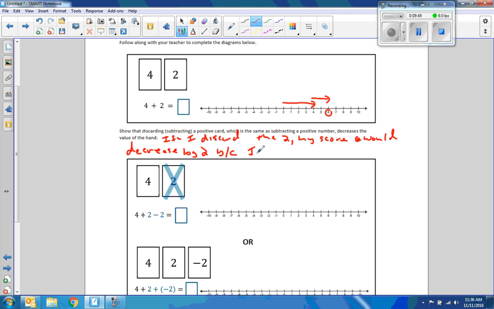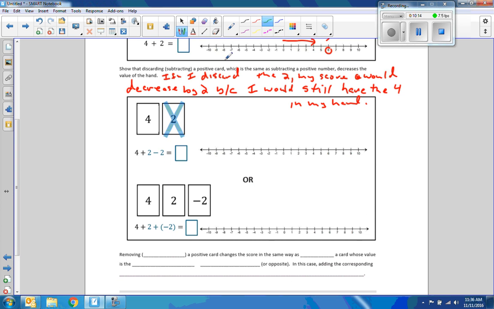Because I still have the 4 in my hand. So we went from 6. If we got rid of the 2, we'd get rid of this vector, in other words, and we're back to 4, which is the value of this card.